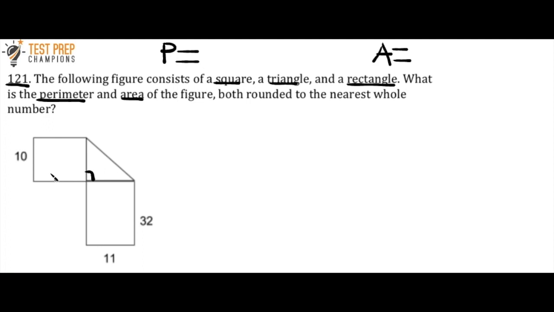So hopefully, you see here that we've got the square right here. A square is a four-sided plane figure. It's got a 90-degree angle in each of the corners here. This little box type thing just represents a 90-degree angle.